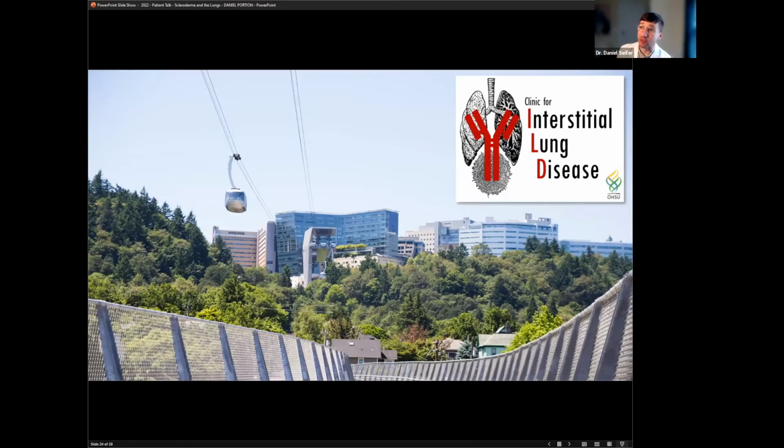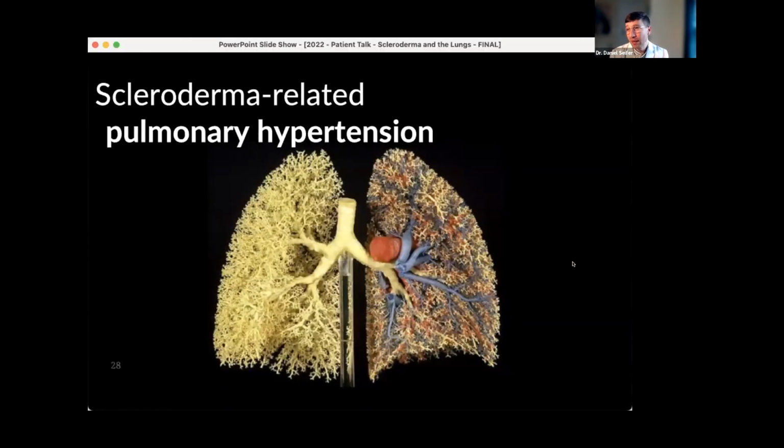I'll say that at the Interstitial Lung Disease Clinic at OHSU, we do bring together a number of different physicians that don't just talk to each other via email. We see each other every week. We talk about the cases every week, every day, sometimes even, because we're trying to be better than just doctors that are focused on their one organ.